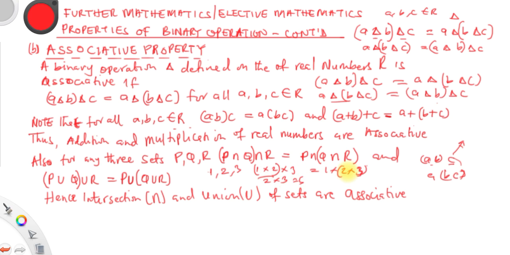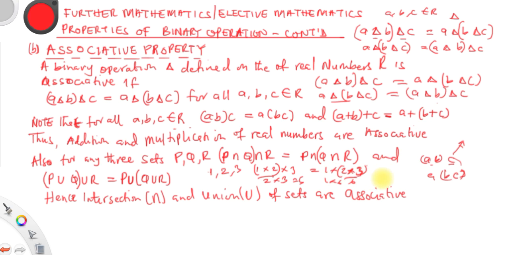And if you multiply the last two first, 2 times 3, you get 6. And then 1 times 6, you get the same 6. So have you seen? Yes, this is holding. It will hold for all real numbers, for all the elements of the set of real numbers. If you take any three elements you pick from the set of real numbers, it will hold.